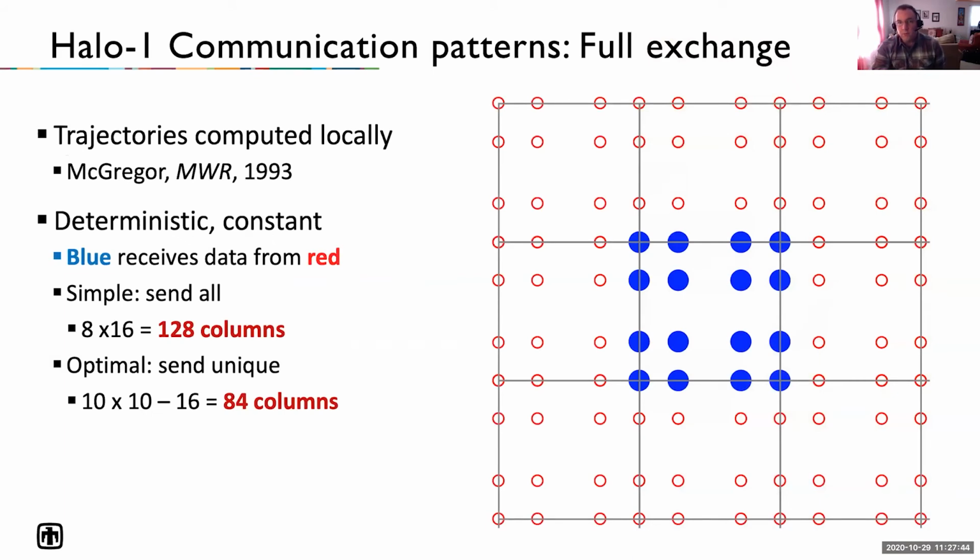Our model used what's called a Halo 1 communication pattern. It's predetermined whenever you define the mesh. Remember every element is on its own MPI rank. At every communication step, the blue element receives data from every single one of its neighbors, the full halo. It's deterministic and constant, which means it's simple, it's easy to code, it's less prone to error. If you do the simple implementation, you send every red to the blue, you send all of them, it's 128 columns, which have 72 levels within them. If you work a little harder, you can make sure you only send the unique columns. For example, for the blue, you don't need to send this corner from all three, you only need to send it from one of them. You can do that, and you only have to send 84 columns times the number of levels worth of data.